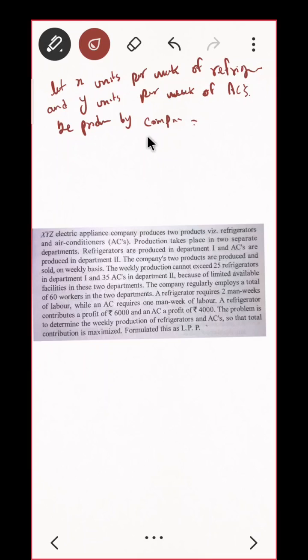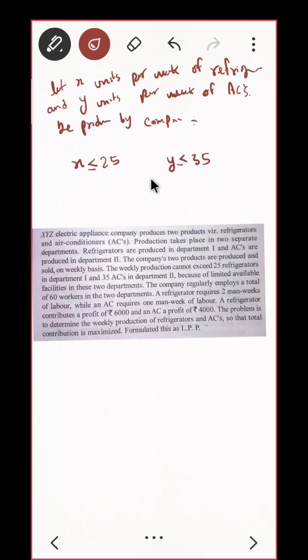So let us start. What is the weekly production? The weekly production cannot exceed 25 refrigerators in department 1 and 35 ACs in department 2. So what will be the condition on X and what will be the condition on Y? X is less than or equal to 25, and Y is less than or equal to 35. Good. So these two conditions we are having.